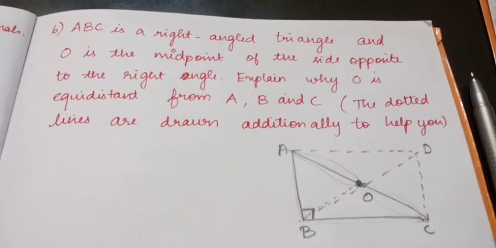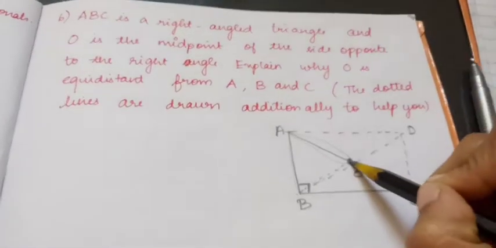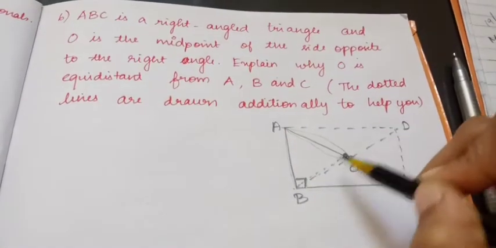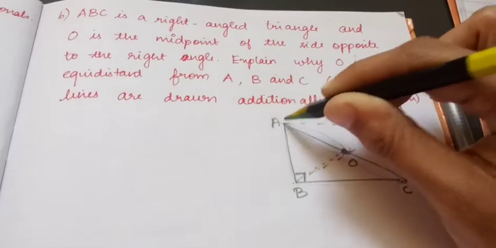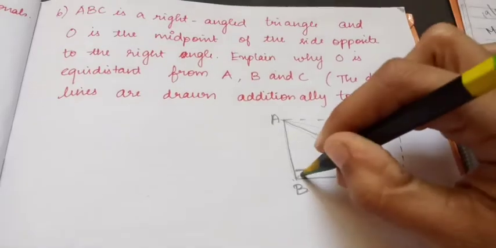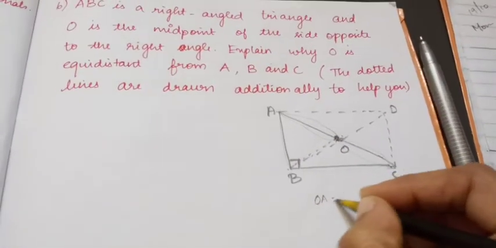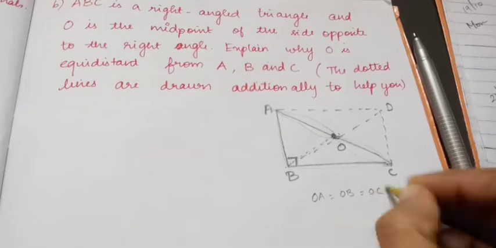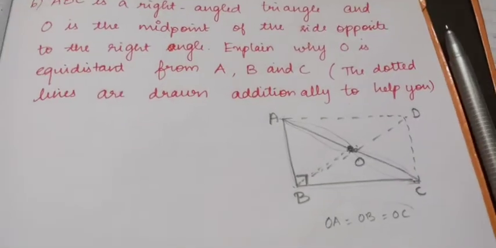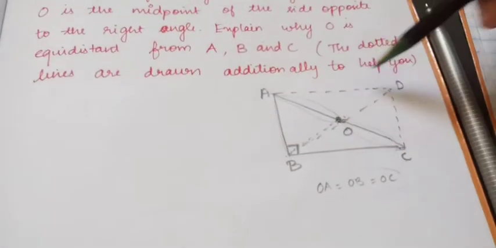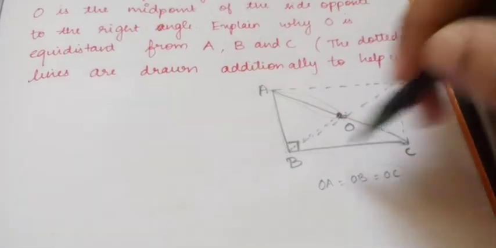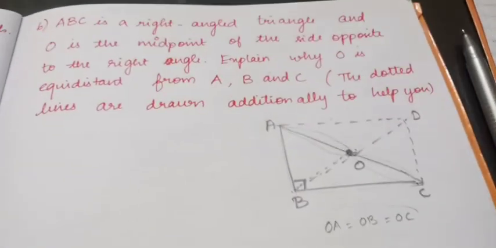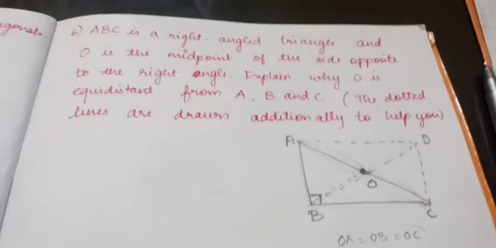Okay, explain why O is equidistant from A, B and C. They are saying that the lengths from O to A, O to B and O to C are equal. So OA, OB and OC are all equal length. Okay, that we have to explain. The dotted lines are drawn additionally to help you. So what they have done is draw one line and extend it, and they made this right angle triangle into a rectangle.